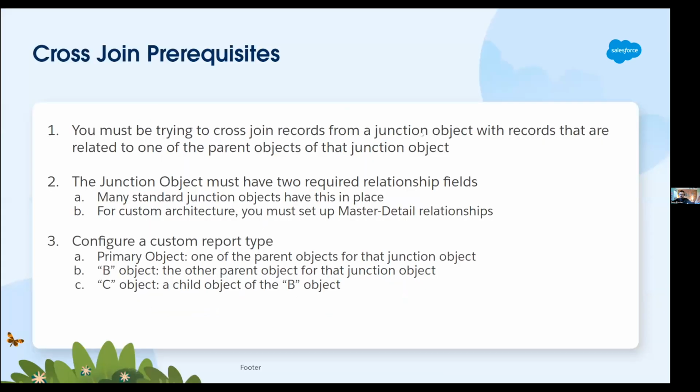So I wrote this up to show you how you can set up a cross join in Salesforce. You must be trying to cross join records from a junction object with records that are related to one of the parent objects of that junction object. You have to do this for a junction object where there are two required relationships. A lot of the standard junction objects will do that for you, like the scenario Pamela was asking about. If you're doing custom architecture, you'll have to set up master detail relationships. The report type for that looks like this.